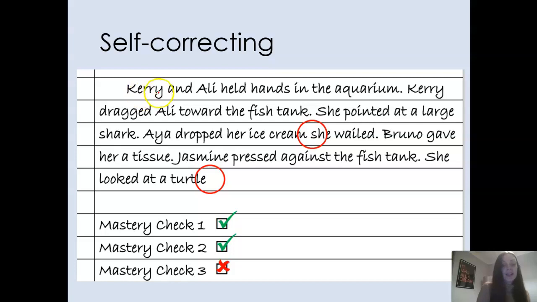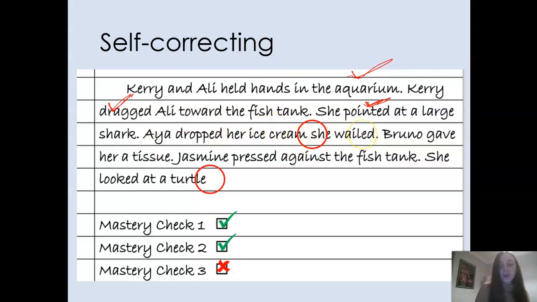They've written, Kerry and Ali held hands in the aquarium. Full stop. That's a nice sentence. Going to give them a tick for that one. Kerry dragged Ali towards the fish tank. I like this one because they've used the word dragged from the vocab box. She pointed at a large shark. It's a good sentence too. That's also a word from the vocab box. Aya dropped her ice cream.